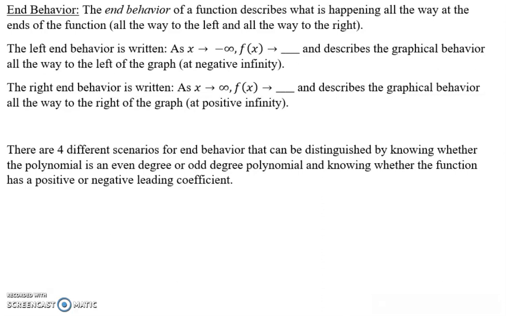There are 4 different scenarios for end behavior that can be distinguished by knowing whether the polynomial is an even degree or an odd degree polynomial, and knowing whether the function has a positive or negative leading coefficient. And we'll talk about the 4 scenarios in a minute, but let's first talk about what a leading coefficient is.